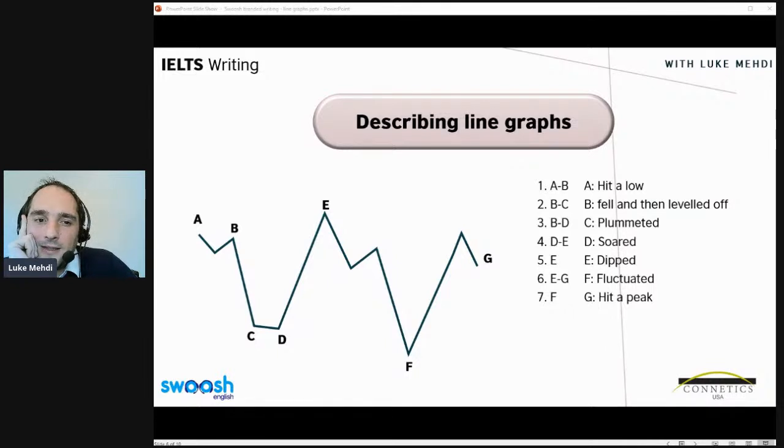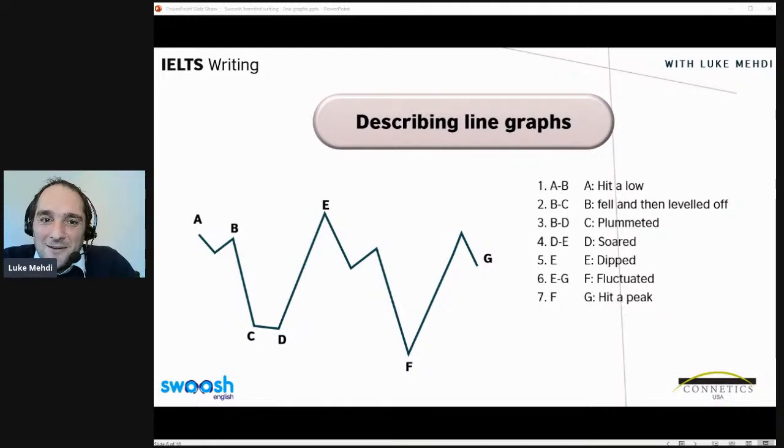Hit a low. Is it the all-time low? Is it the lowest point on the graph? Hit a low, you're probably using to describe the lowest point on the graph. Okay, well done, Rose. Rose has got it. Hit a low, I would say, A, you're looking for the lowest point on the graph. I'm just giving you the answer to one of them.